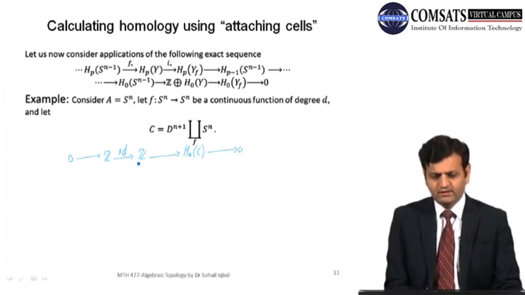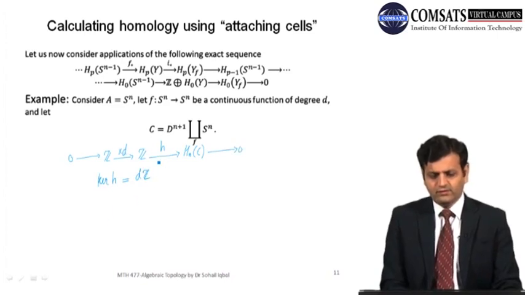So the point is the image of this is 0, which should be the kernel of this, so this Z is contained inside this, and then the image of this is basically dZ. Okay, so the image of this is dZ, that is equal to the kernel of this map. So let's call this map h, and the kernel of h is equal to dZ.